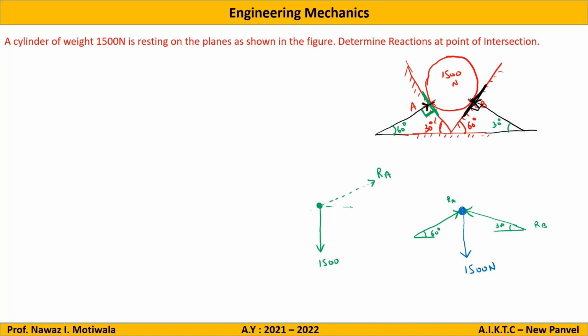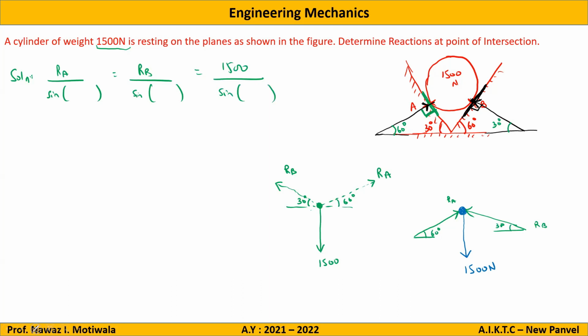Yes, sir. The angle will remain the same, 60 degrees, by the law of transmissibility. Similarly, I will transfer this RB here. So this is RB, and the angle will be the same, 30 degrees. Now can you apply Lami's theorem? Yes, sir. Now the problem becomes very simple. It looked so dangerous, two inclined planes with a cylinder kept on top, but it has become a very simple problem if you go conceptually. So the solution: RA divided by sine of something is equal to RB divided by sine of something is equal to 1500 divided by sine of something.